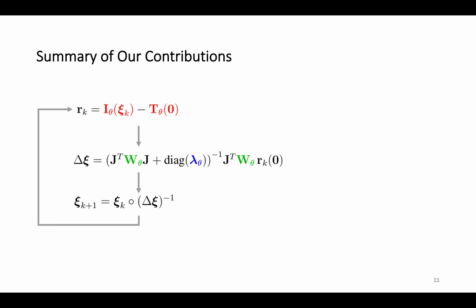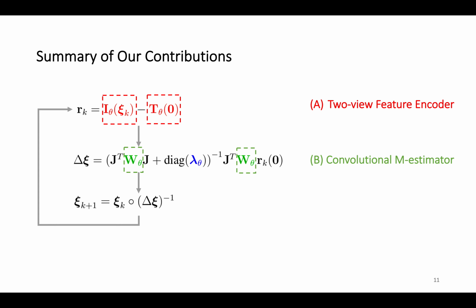To summarize, we make three contributions, each as a learnable module, and we follow the same computational graph as the classical inverse compositional method. We propose a two-view feature encoder to replace the photometric residual, a convolutional M-estimator to replace the traditional M-estimator, and a trust region network to learn better damping regularization. All operations are differentiable, and we train all the modules end-to-end using the ground truth motion transform.